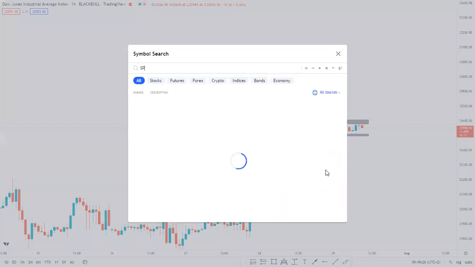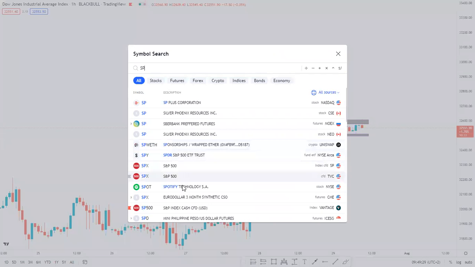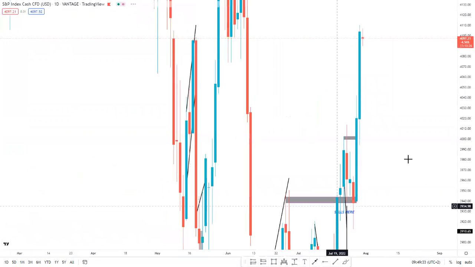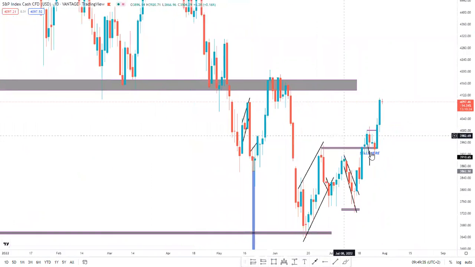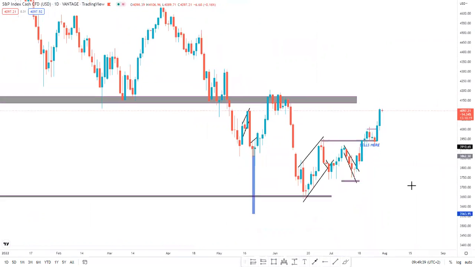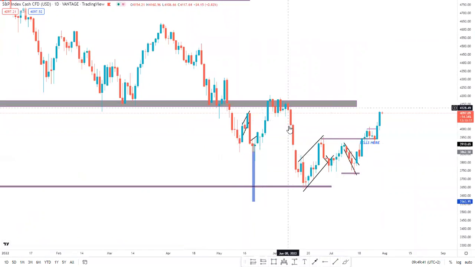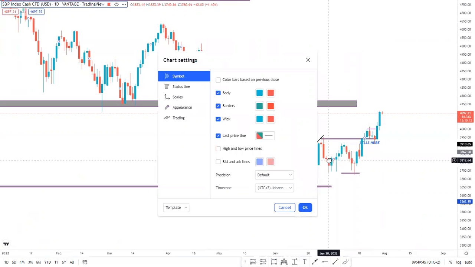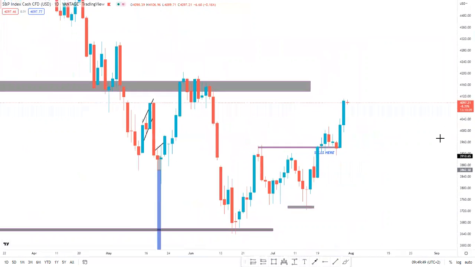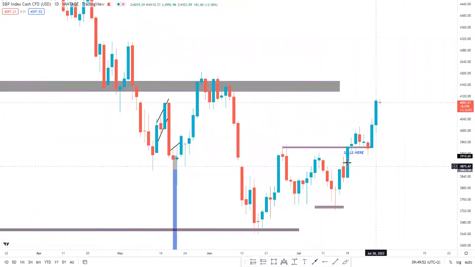Before looking at the SP 500, it's more like the German 30. It's more like US 30. And I've been analyzing this chart for some time. Lines everywhere. So yeah, price did break out.